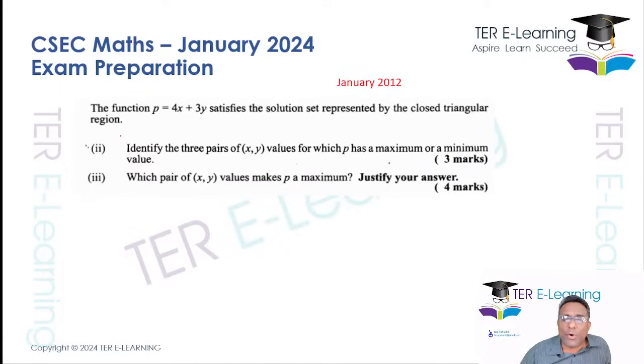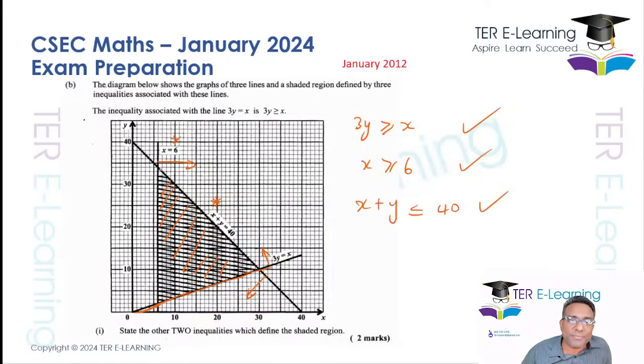Normally when we do an inequality question like this, a linear programming question, they're going to ask us to work out profit or cost. So they give us an equation here, p is equal to 4x plus 3y, and they want us to identify three pairs of values for which p can have a maximum or minimum value. The first thing we're going to do is look at the shaded region, and we need to read off our values from the graph. So hold on, I need to erase this because I'm not seeing it properly.